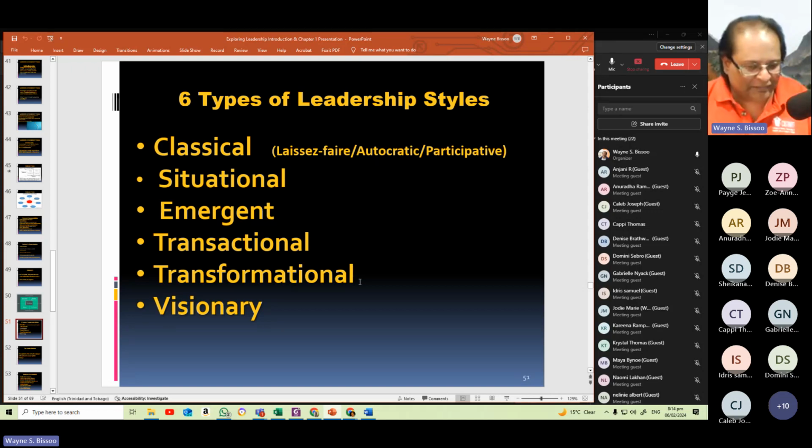Visionary styles of leadership would be an individual who can paint a really clear, detailed picture of a vision not yet available, but is inspiring others to approach it.